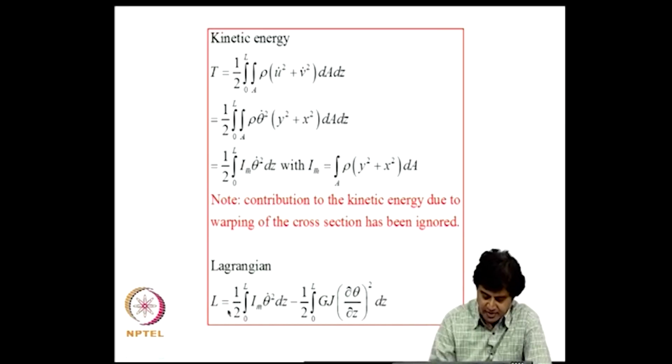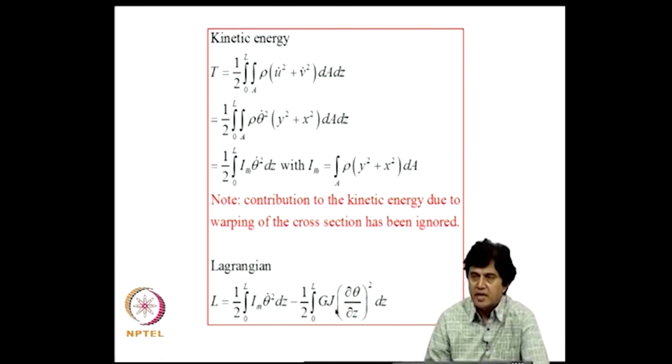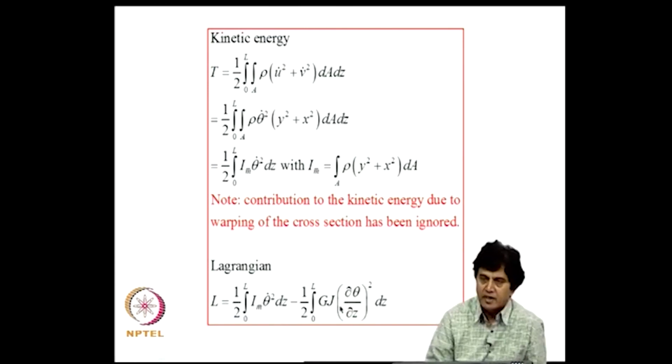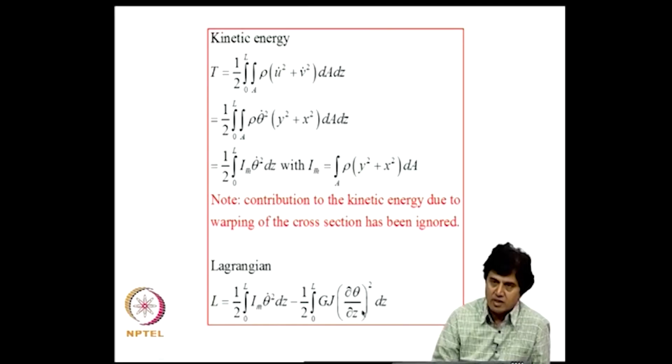Now the Lagrangian is T minus V, which is given by this. If you compare this to the Lagrangian obtained for the axially vibrating rod, it is quite similar. I m bar is m; for the axially vibrating rod it was half integral 0 to L of m u dot square dx minus A e, instead of G j we had A e, and theta was u. Okay. So, it is quite similar.